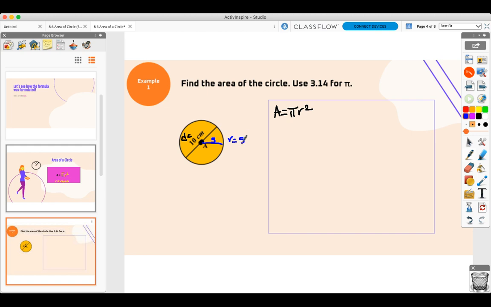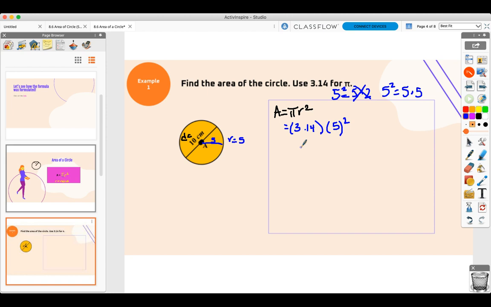So r equals 5. So it's going to be pi is 3.14 times 5 squared. And remember, 5 squared is not 5 times 2. That's a big no. 5 squared means 5 times 5. Okay, this is not what it means. Big no. If you need to rewrite it twice, then rewrite it twice, like 3.14 times 5 times 5. But don't do 5 times 2. You're going to get the wrong answer every single time. You're actually going to find the circumference if you do that.